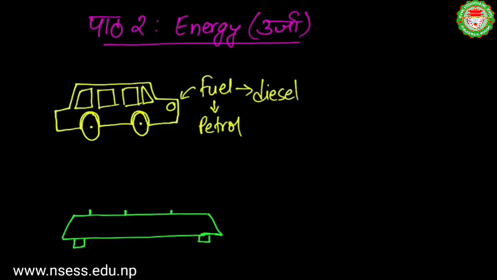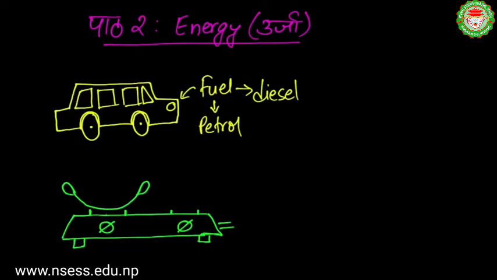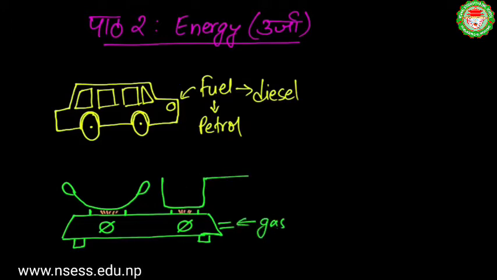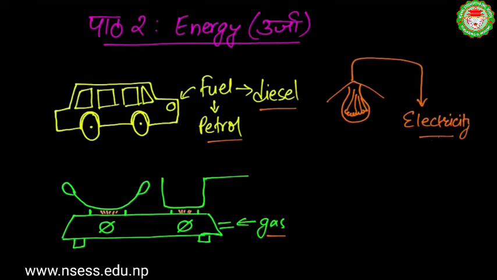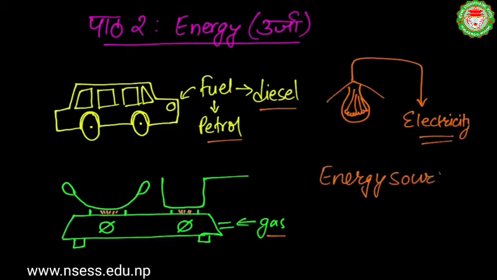Both are fuel that helps to operate this vehicle. And you can see here one gas stove that we use to cook our food items, and it also cooks our food items by using the source of energy, that is gas. So among diesel, petrol, gas, these are the sources of energy. You can see here another picture, a bulb. It glows by using electricity. So this is also the source of energy that helps to operate this bulb. So these are energy sources.